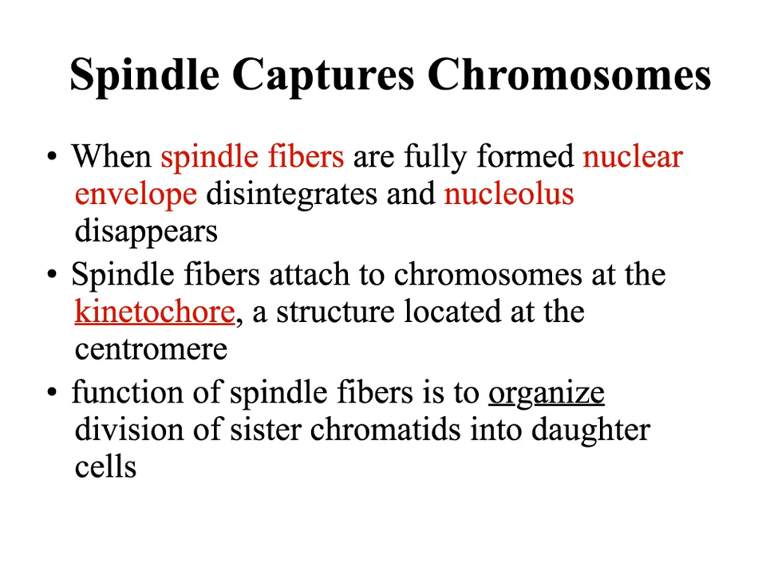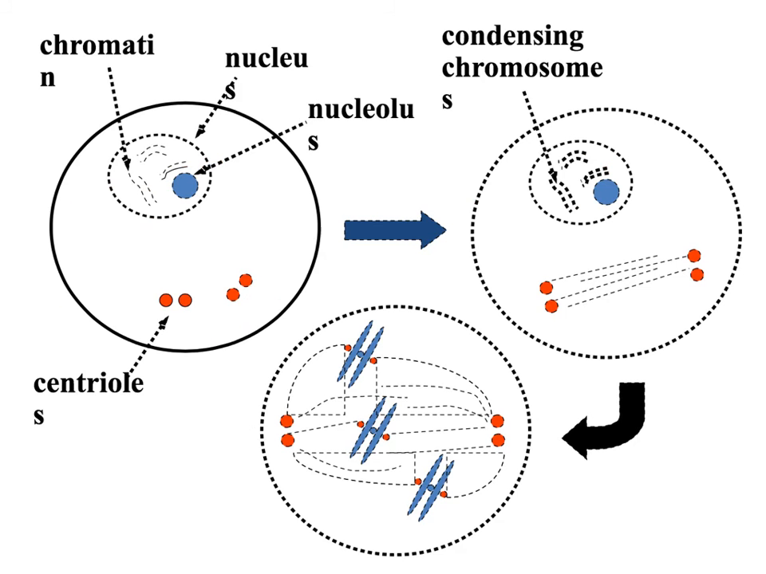When the spindle fibers fully form, the nuclear envelope disappears, the nucleolus disappears, and spindle fibers attach to the chromosome at their kinetochore structure, located on the centromere. Therefore, they organize the sister chromatids' division into two. Let's look at the figure.